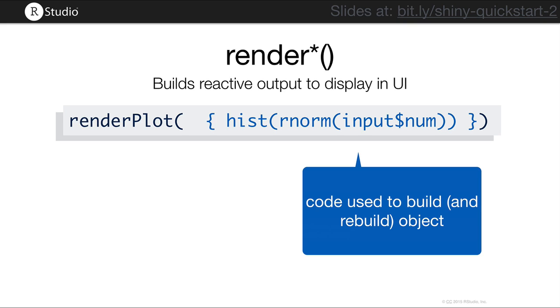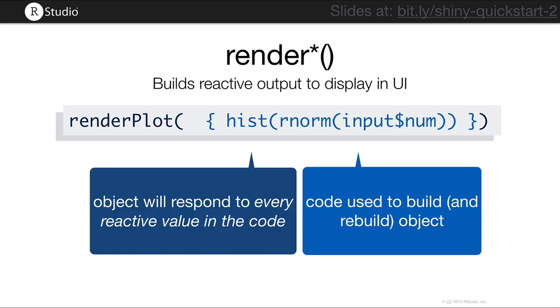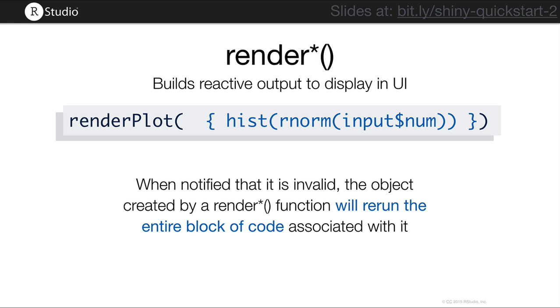This object will respond every time a reactive value in the code block changes. So you could have one reactive value in that code block, you could have 10 reactive values, you could have 0 reactive values. But whenever a single value changes, the object created by renderPlot will be invalidated, which means it will, in this case, rerun that code to build a new version of itself that is up to date. And this is an important point. When you pass a block of code to renderPlot, that block will always be run as a single unit. When it's time for the object, for example the graph that renderPlot makes, to be updated, that entire block will be run. renderPlot can't determine which parts of the block are out of date and run just those parts. It always runs the whole block of code each time.